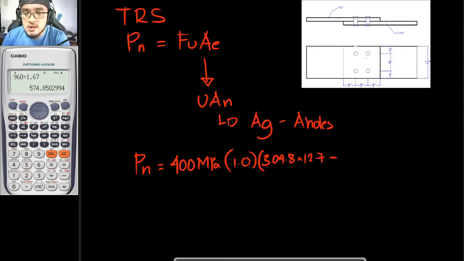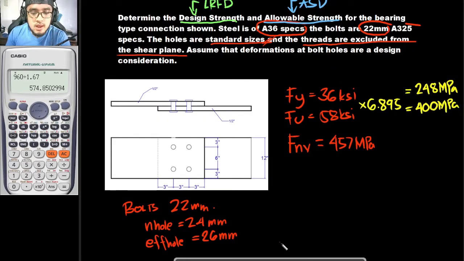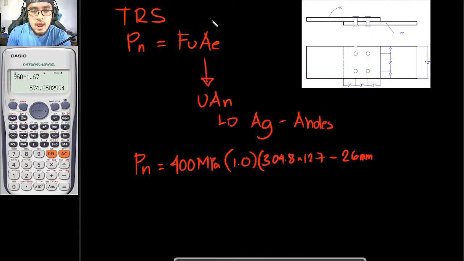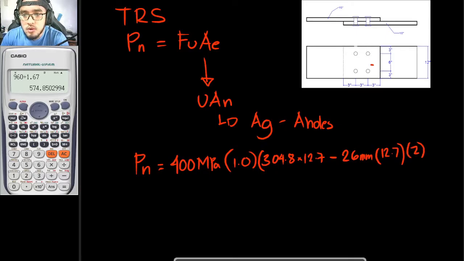So ang area natin ng holes is to be, ano ulit yung hole diameter natin? 26 mm, which is to be this one right here. So 26 mm times the thickness of the plate. So the thickness of the plate here is to be 1/2 inch, and that is to be equal to 12.7 mm. And since we have two holes right here, times 2. So, kasi meron tayong dalawang bolts yan. Kasi yung ating kino-consider dito na area is to be the area of this one right here. Then, tanggalin lang natin yung hole. So, ayun lang naman yun.